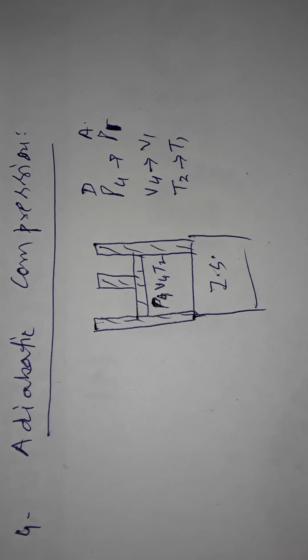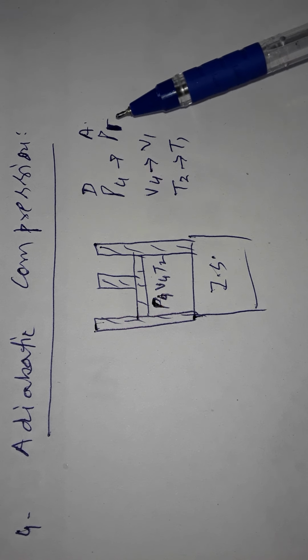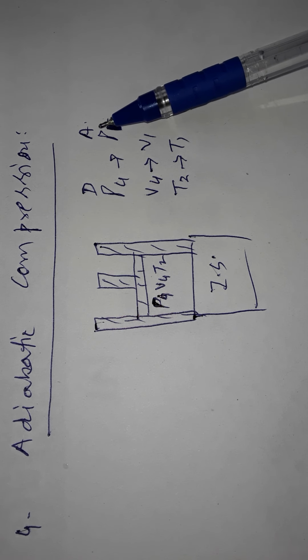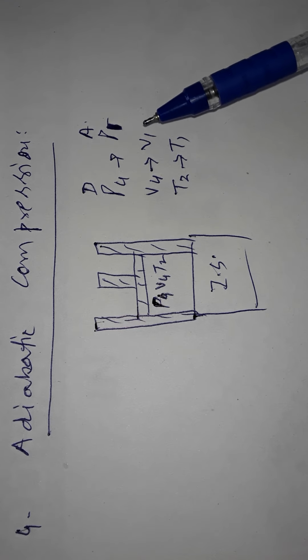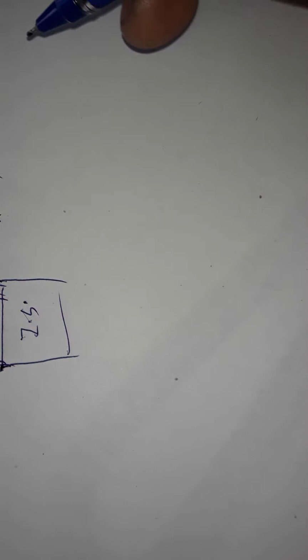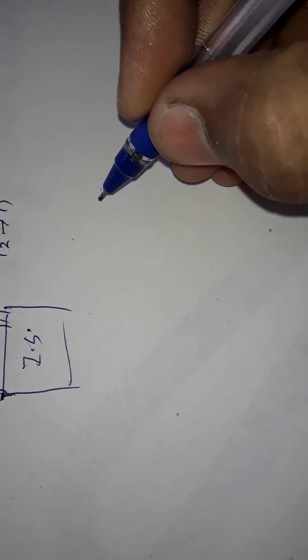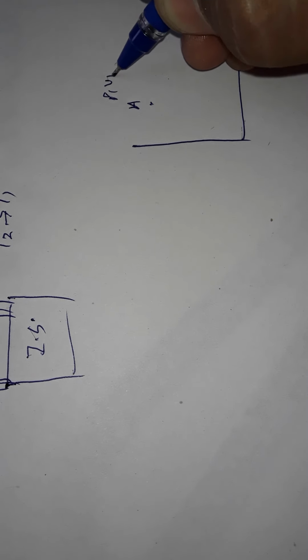You can see in all these four processes, the system returns to the initial stage, starting from point A, and after adiabatic compression returns to point A. So we can say that this is a reversible process or a cyclic process. If we plot the graph between pressure and volume, this is point A, P1, V1, T1.